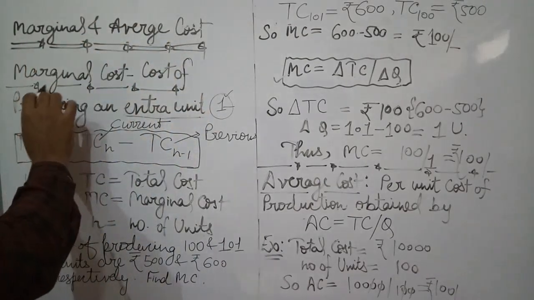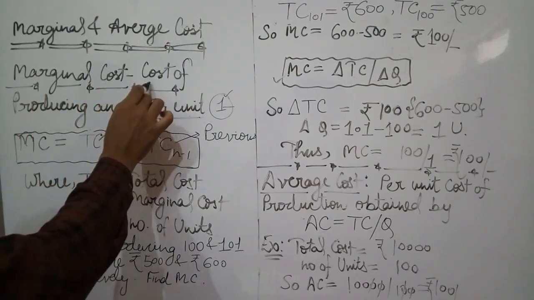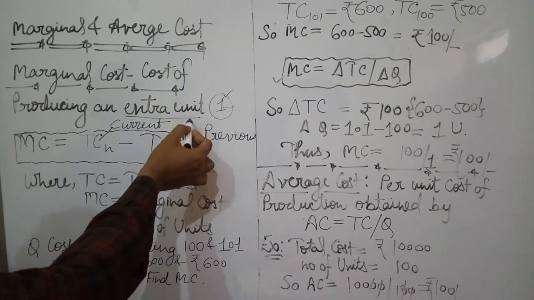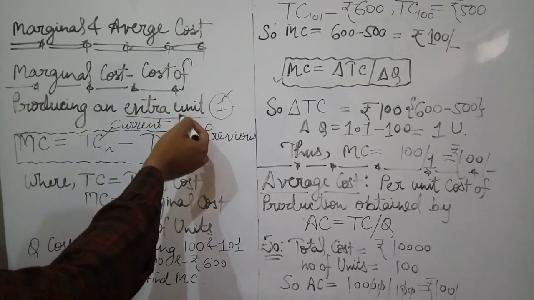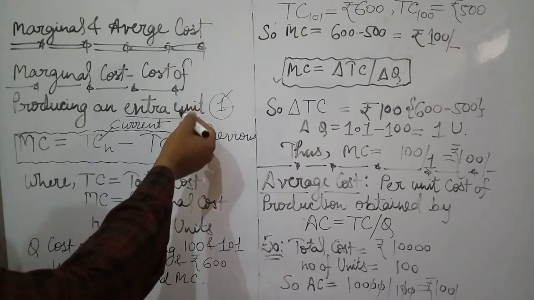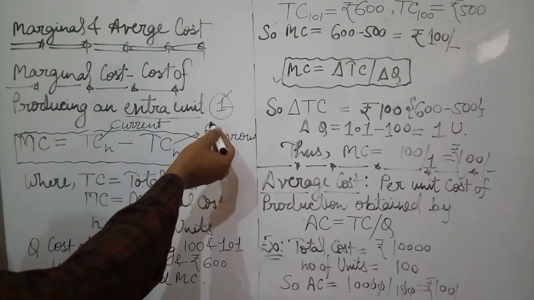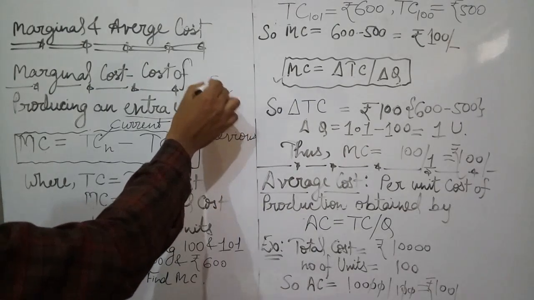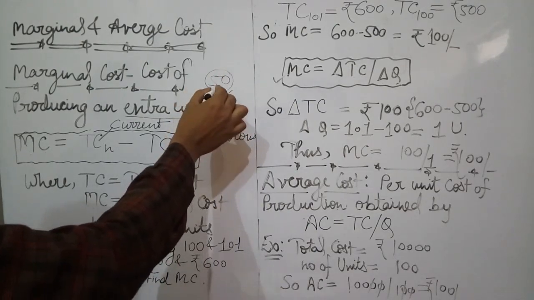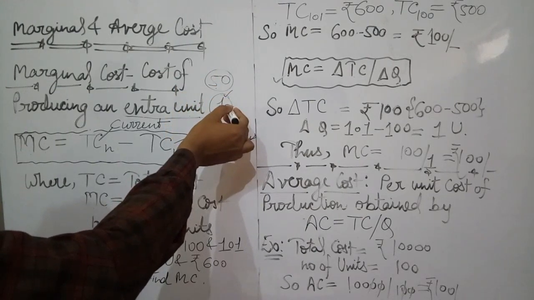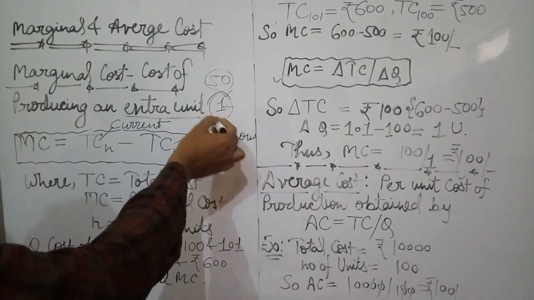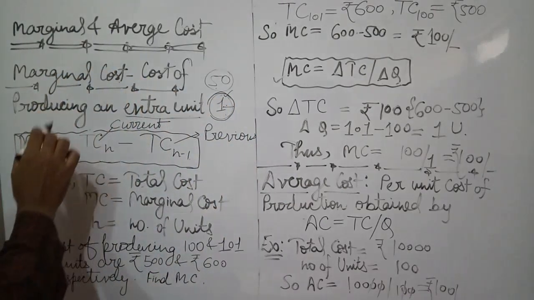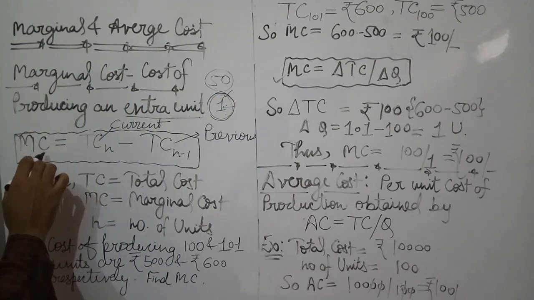So first one is marginal cost. It means cost of producing an extra unit. It simply means when you are producing certain goods, if you are adding one more unit to produce those goods, then the cost of that extra unit of good, suppose you are producing 50 goods earlier, now you want to add on one more unit in that, so the cost of that one additional unit will be called as marginal cost.